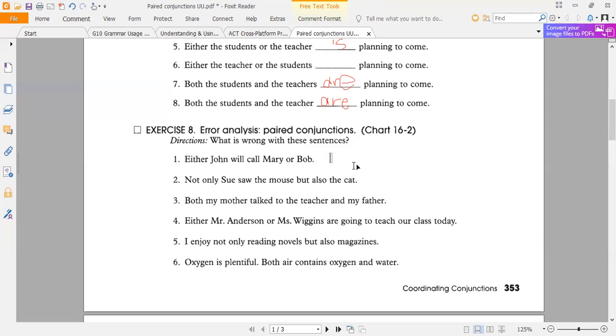Okay, that's grammatically correct, but it's the other way around. I want you to say it as if John is the one who's going to make the call. John is holding his phone and he's calling one of the two persons, Mary or Bob. John will call either Mary or Bob.